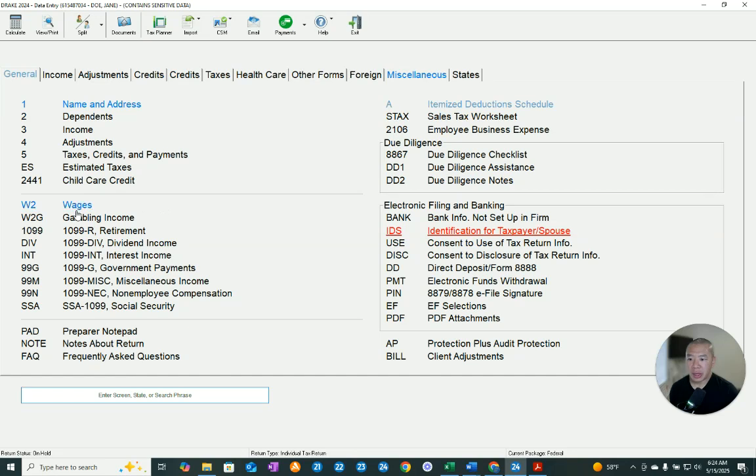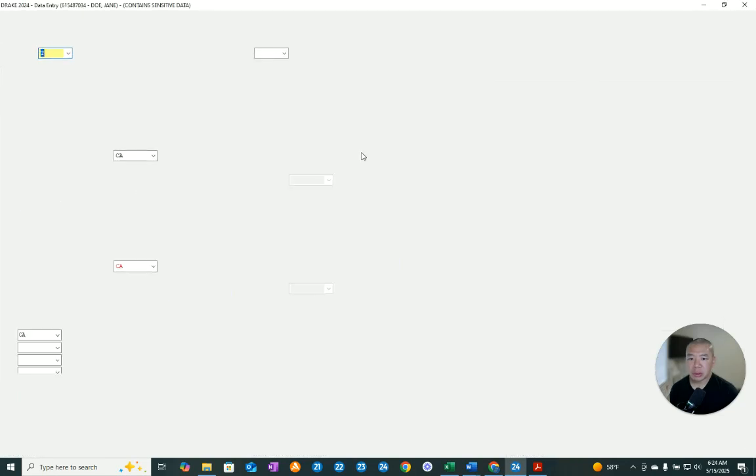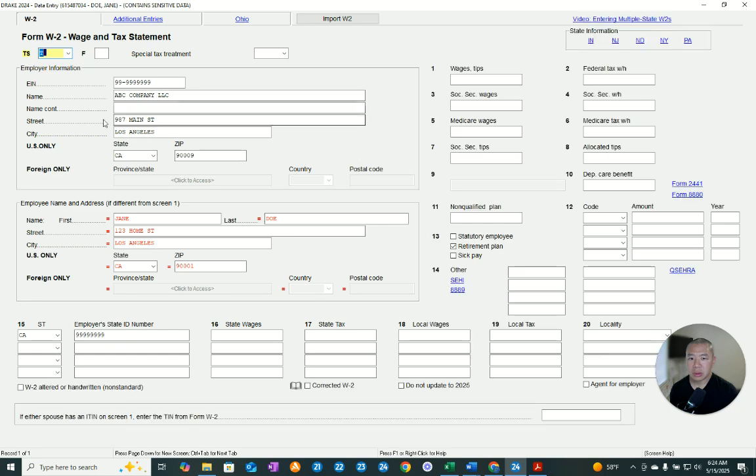And then I'm going to go to wages. This is the stuff from the W-2, the company. The wages are $50,000, and this is the second input, $5,000. As you can see, the Social Security and Medicare tax are automatically calculated.